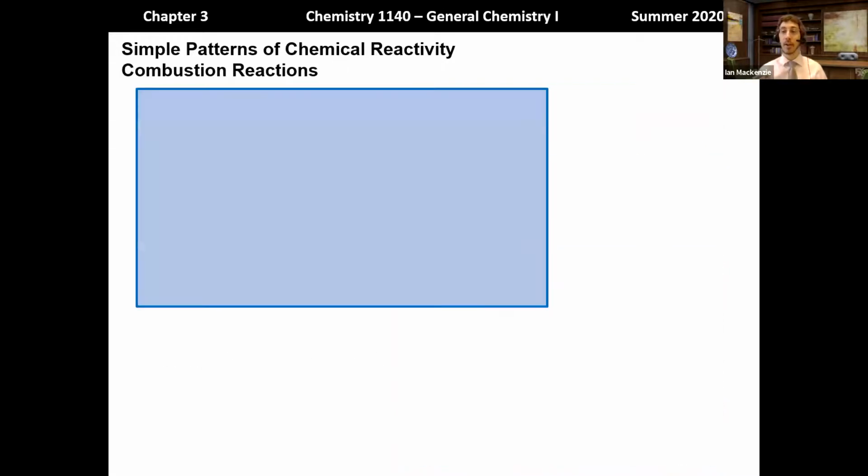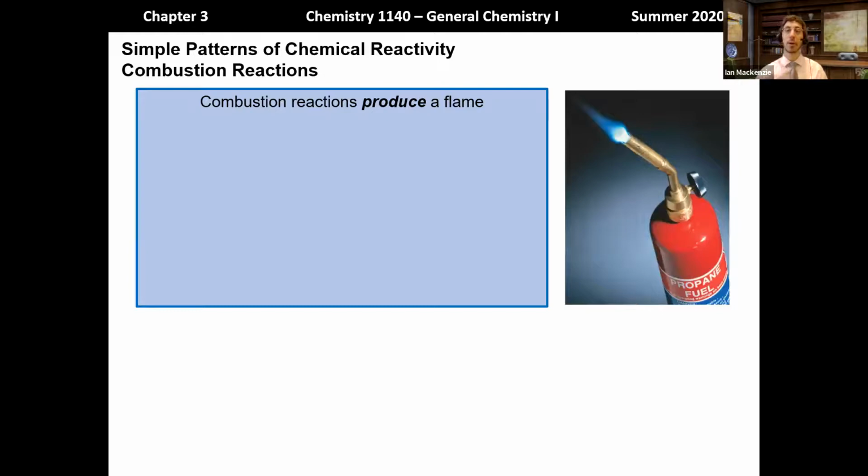The last reaction that I'll mention right now, we will encounter more when we come to chapter 4, but this last one is combustion reactions. And combustion reactions have several details that go along with them. First, combustion reactions produce a flame. This is a common feature of a combustion reaction. So a prototypical example here is a propane torch. And additionally, there are some other features that go along with combustion reactions.